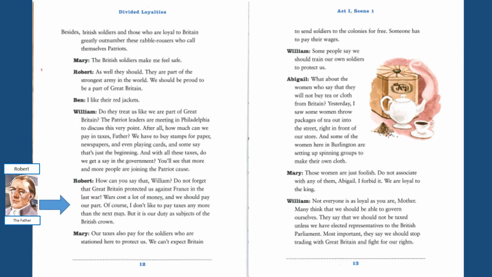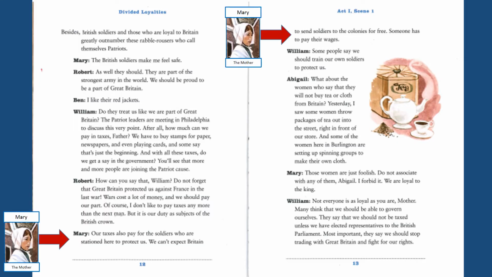How can you say that, William? Do not forget that Great Britain protected us against France in the last war. Wars cost a lot of money, and we should pay our part. Of course, I don't like to pay taxes any more than the next man, but it is our duty as subjects of the British Crown. Our taxes also pay for the soldiers who are stationed here to protect us. We can't expect Britain to send soldiers to the colonies for free. Someone has to pay their wages.